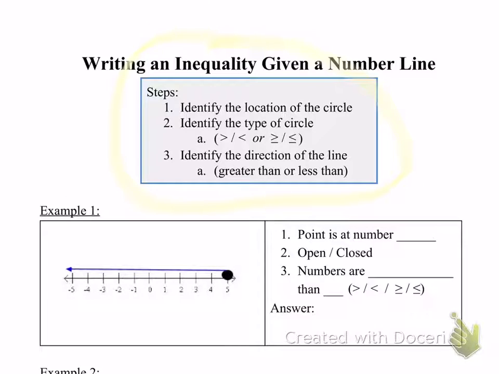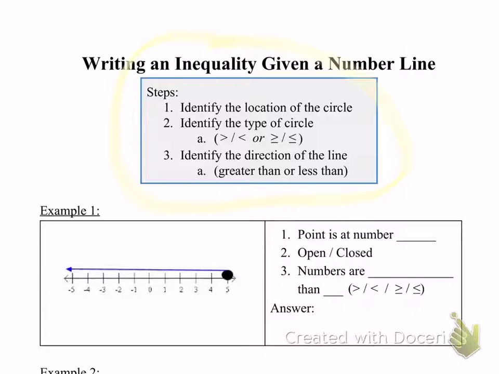There are 3 main steps when you're writing an inequality given the graph on the number line. Step 1, identify the location of the circle. That's the number we're going to use. Step 2, identify the type of circle, whether it's closed or open. You know that by which sign you're going to use: less than, greater than, less than or equal to, or greater than or equal to. Step 3, identify the direction of the line, which lets us know where it's going and which inequality to use, whether it's with the line or without the line.